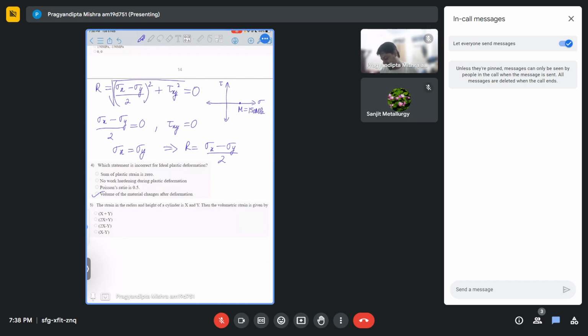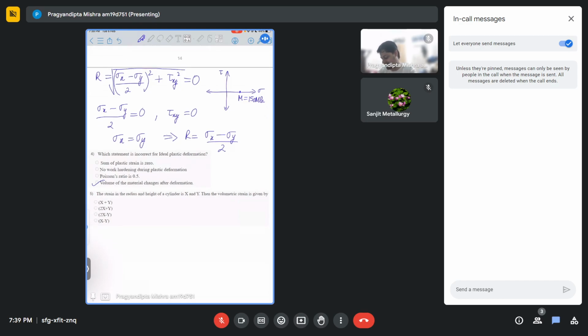No work hardening during plastic deformation. Work hardening is a concept that we will study going further, but it just means that when you're applying plastic deformation, the material will not undergo any change in property. The property will remain almost the same. So it will just flow. There will be only flow. There will be no hardening per se. So saying that no work hardening happens during plastic deformation is a very loose way to say that something will not happen. It is not related to ideal plastic deformation at all. But the final thing, volume of the material changes after deformation, is completely wrong. We saw that volume remains constant for ideal plastic deformation. So that is the correct option.